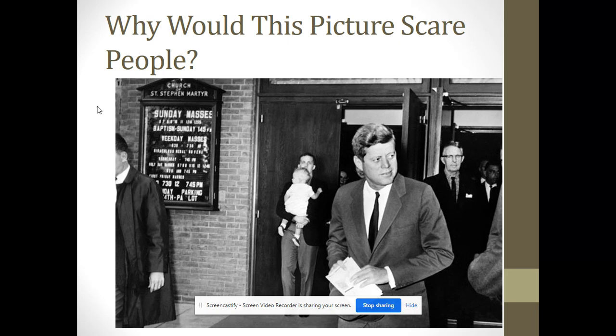This really scared people. And you might be confused by that because it looks like a pretty normal photo. But if you focus on the sign on the left, you might notice it says Sunday Mass. And this is a Catholic church Kennedy's walking out of. And for 1960, that made some people worried. This might bring back some thoughts of nativism, as we saw with treatment of Irish immigrants, mostly Catholics. And yeah, that's coming back a bit here.